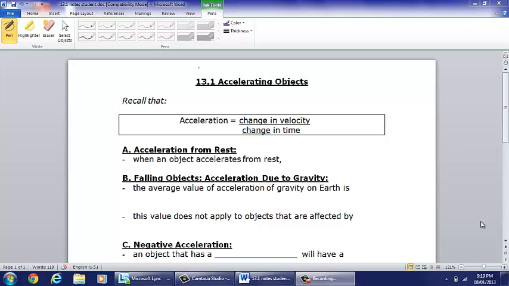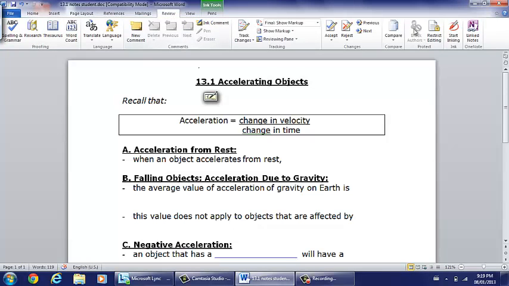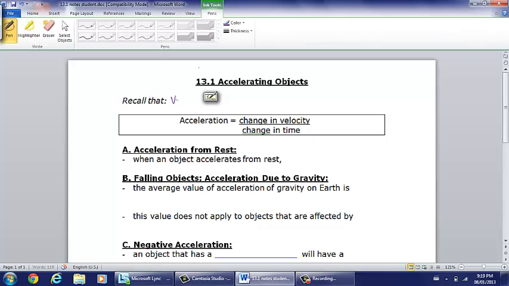You should recall that velocity is change in displacement. So velocity equals change in displacement over change in time. So it's really the rate of change in displacement.